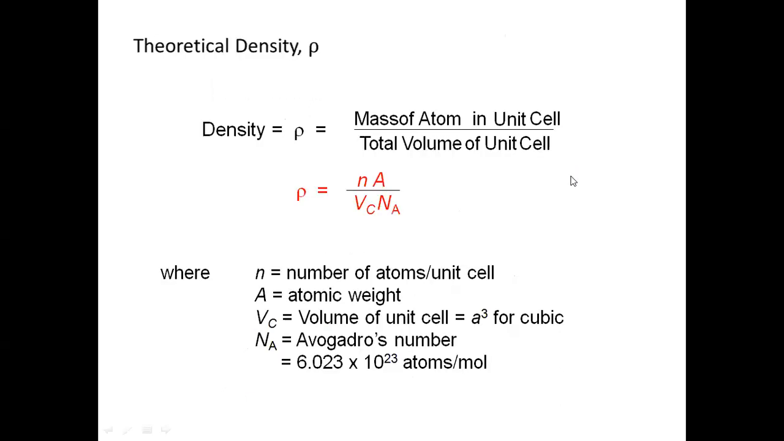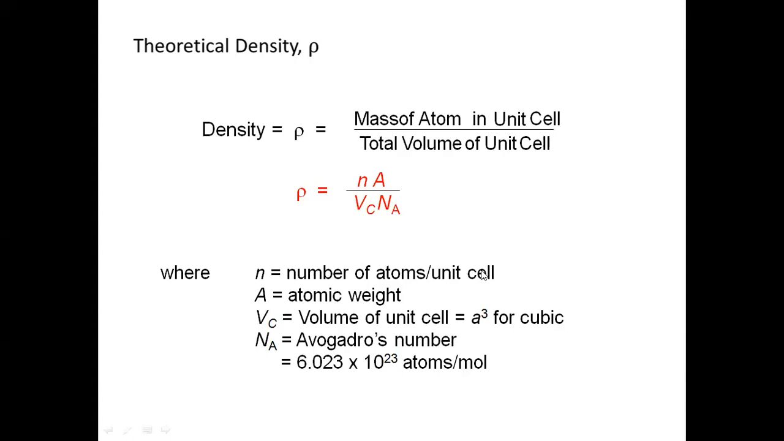Then we come to what is known as the theoretical density. So it's also possible to calculate the theoretical density of atoms using this particular formula. The density is basically the mass of atoms in the unit cell divided by the total volume of the unit cell. So you have your n, n is the number of atoms in the unit cell.